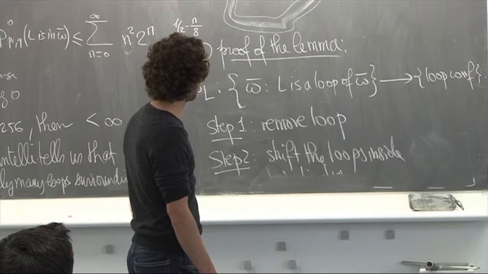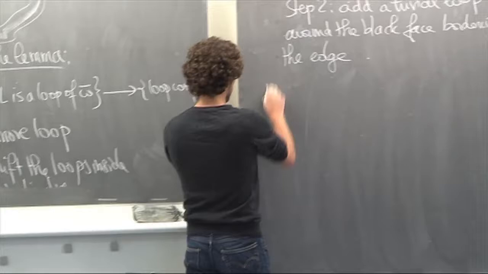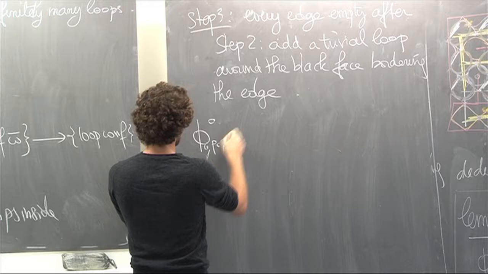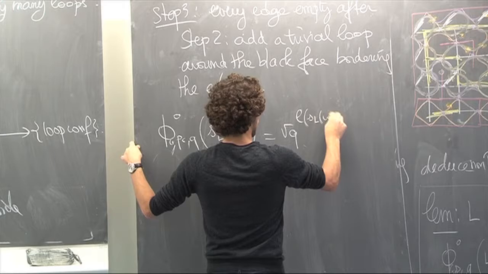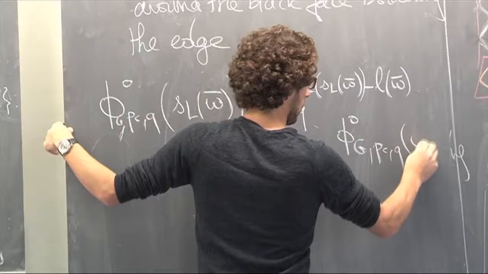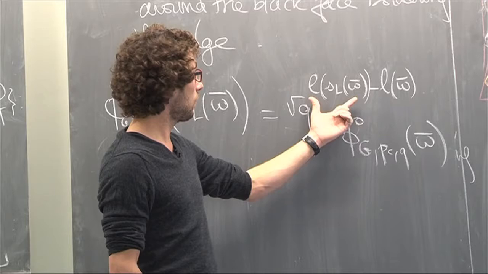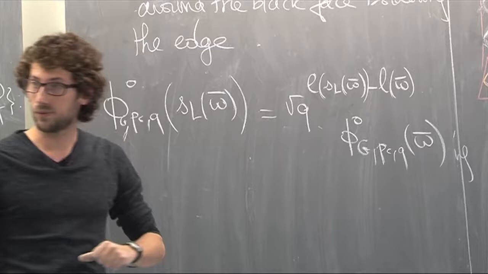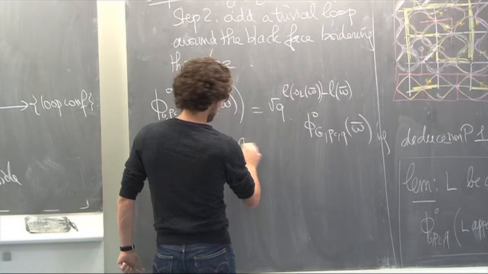So the only thing I need to check now is that the probability of SL of omega bar is larger than the probability of omega bar. But in this case, if I look at φ^0_{G,p,c,q} of SL of omega bar, well, this is just square root of q to the number of loops in SL of omega bar minus the number of loops in omega bar, times the probability of omega bar, right? But here, by definition, what did I do? The number of loops in omega bar, I removed the loop at the first step, and then I added n over 4 loops exactly, since now we know that.